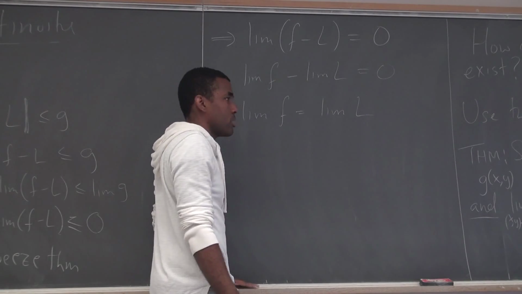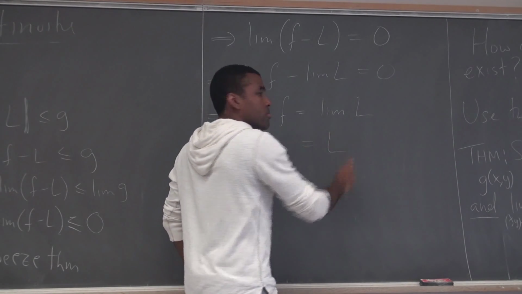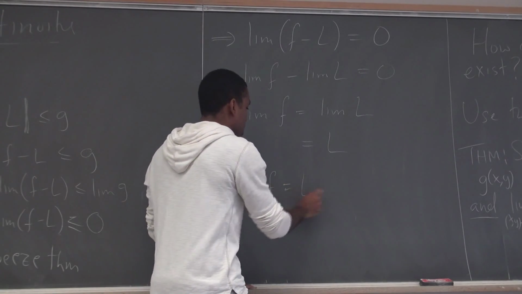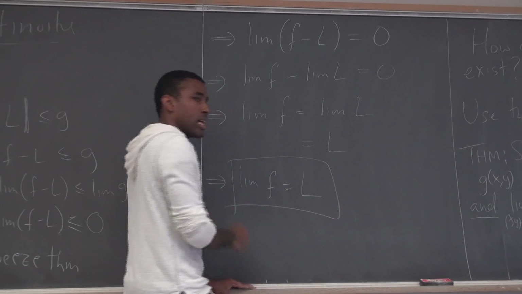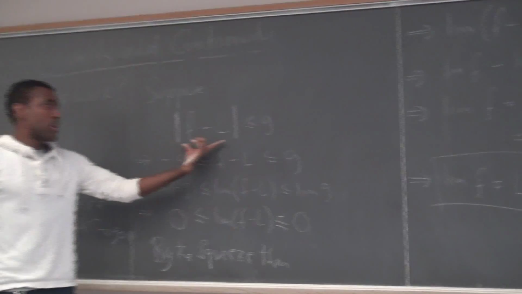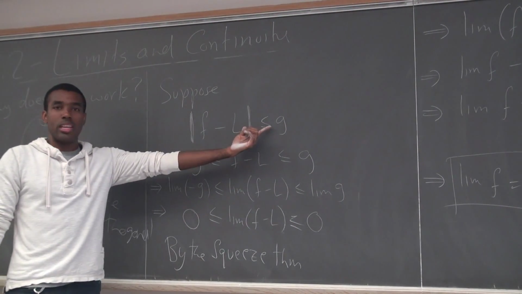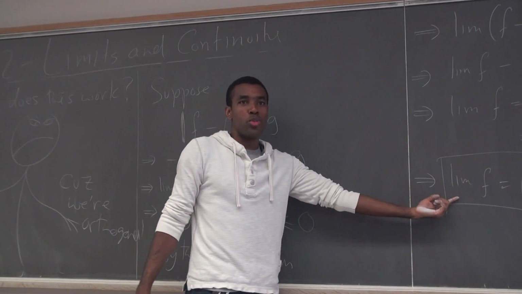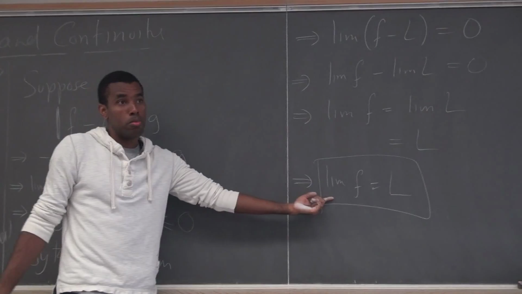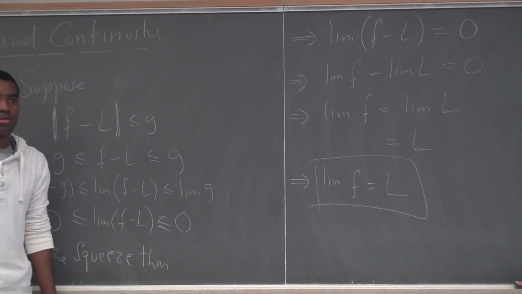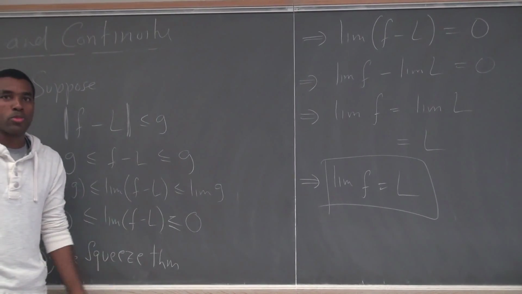As you approach any point, it's just L. That means the limit of f is actually equal to L, which is exactly what we wanted. So if I can find a function, big if, such that when I put it in absolute values, it's less than that function, and the limit of that function goes to 0, I automatically prove that the limit of f is L. So all I have to do is find this function. That's it. Find a function that does this, we prove the limit.